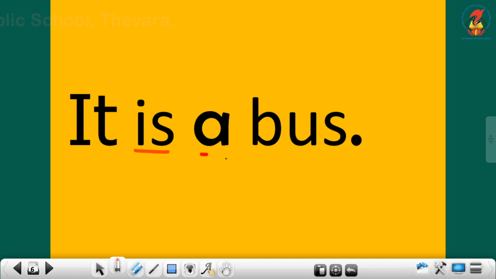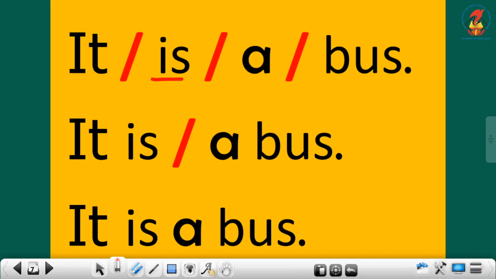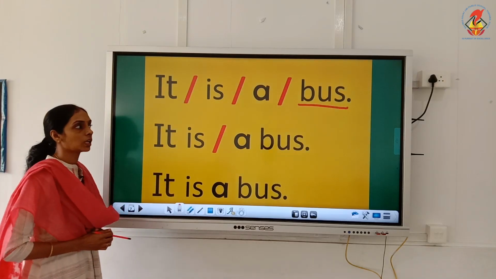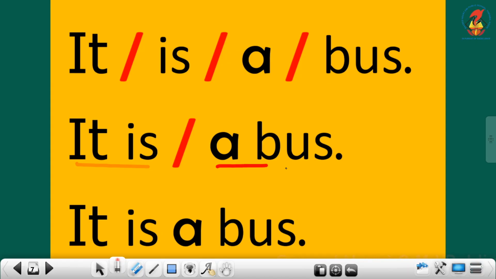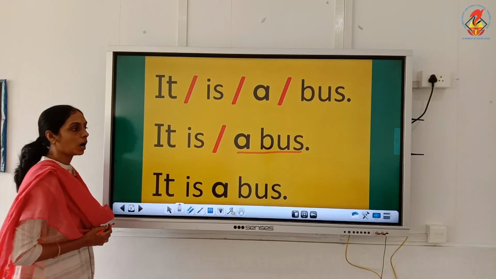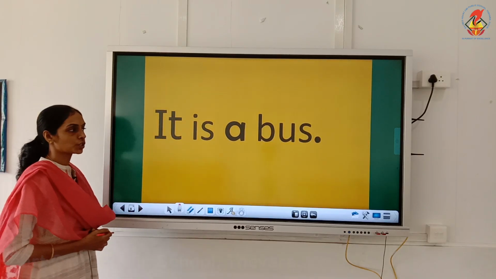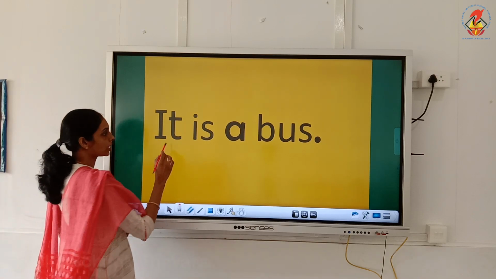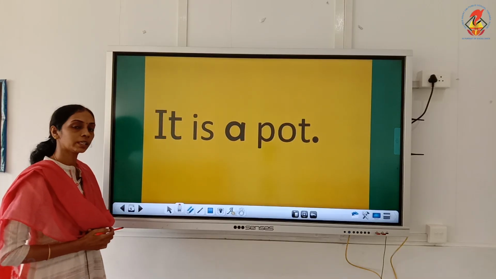It is a bus. Now let us read word by word. It is a bus. Now let us join two words and read. It is a bus. How do we read? It is a bus. Children, how do we read the sentence? It is a bus. Now let us look at the next sentence.